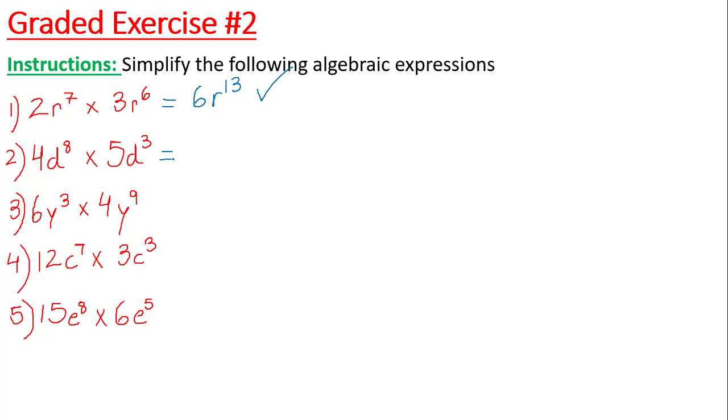Okay, so you need to be careful, Kingston. All right, let's do 4d to the 8 times 5d to the 3. What do we have here? Aliana, what do you have for this one? 20d to the power of 11. It says 20 because it's 4 times 5, right? And then d to the power of 11 because it's 8 plus 3: 8, 9, 10, 11.